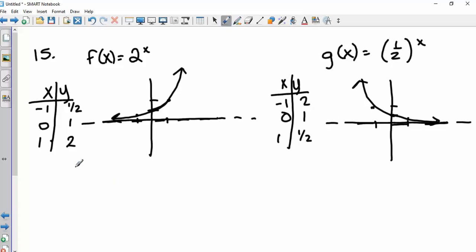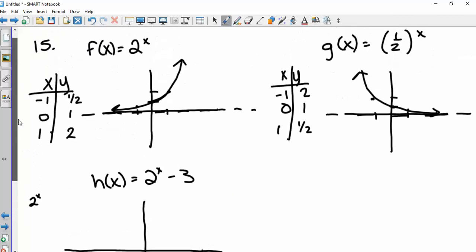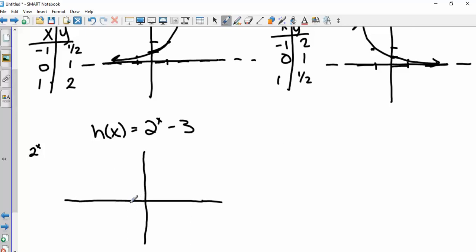So then we had, if I gave you this one on the test, I would ask you to do a parent function and a transformation. So my parent function is just that 2 to the x, which we already graphed. Negative 1, 1/2, 0, 1, 1, 2. So there's our parent, which we always make dashed.